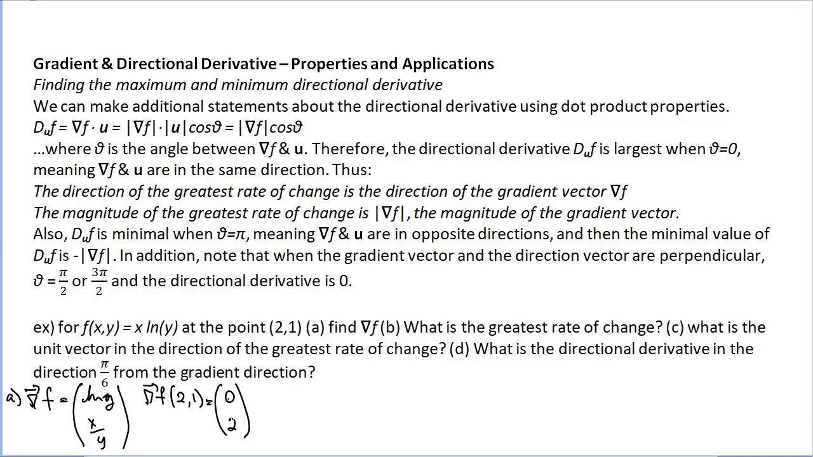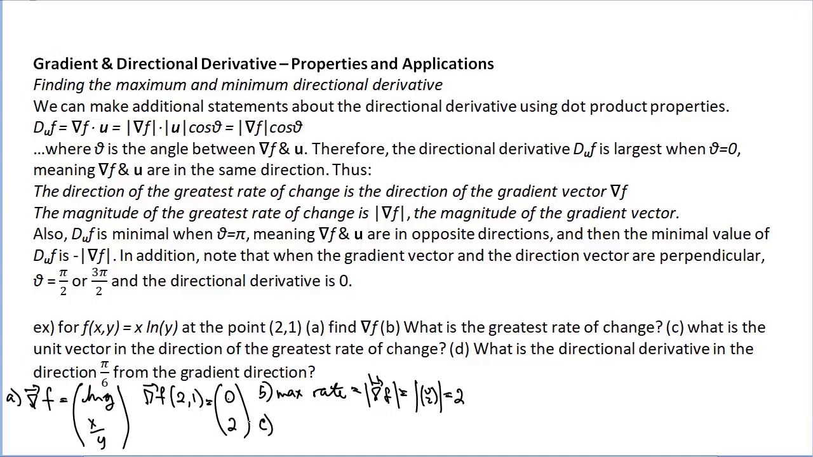Okay. So next, at our point, what is the greatest rate of change? The greatest rate of change is simply the magnitude of the gradient vector. Let me actually write that directly. The max rate is always the magnitude of the gradient vector, which in this case is just the magnitude of <0, 2>. So work that out and you just get 2.